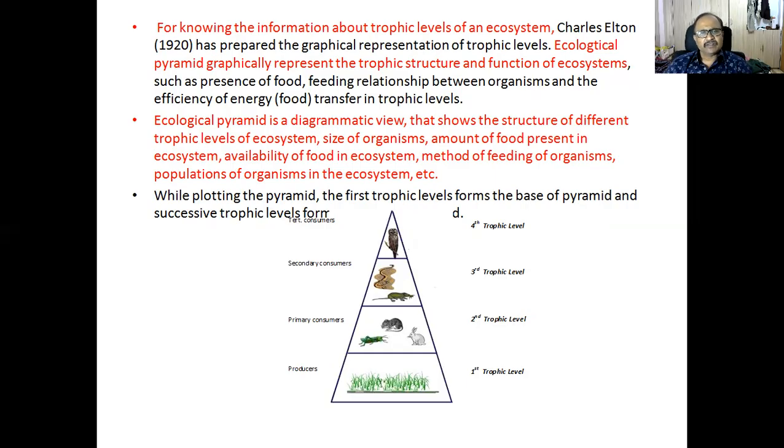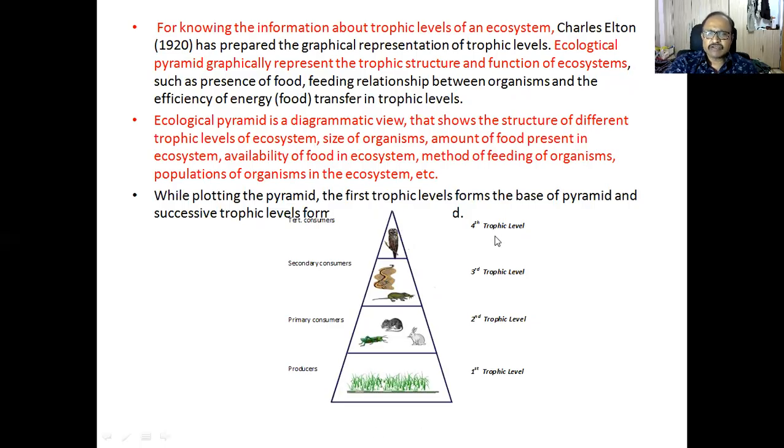Then there are certain rules for the plotting of the ecological pyramid. The main rule is, during the plotting of an ecological pyramid, the first trophic level should be at the base of the pyramid, and successive trophic levels form the apex of the pyramid.